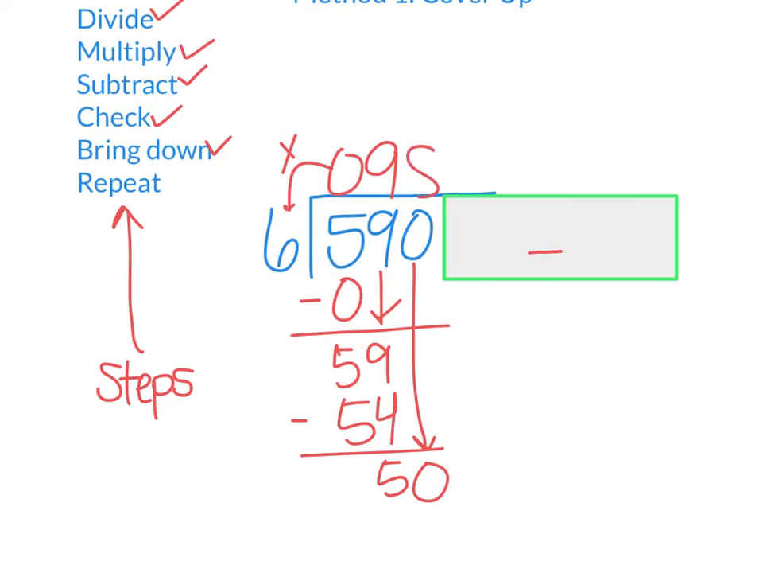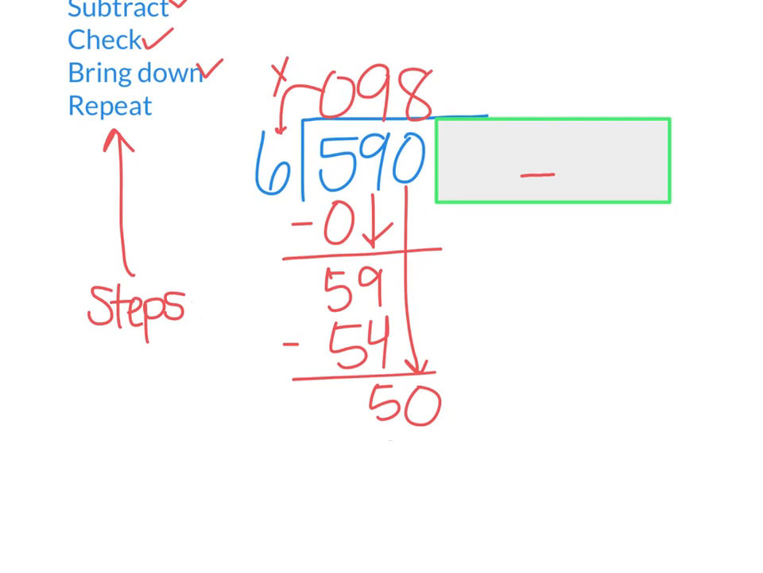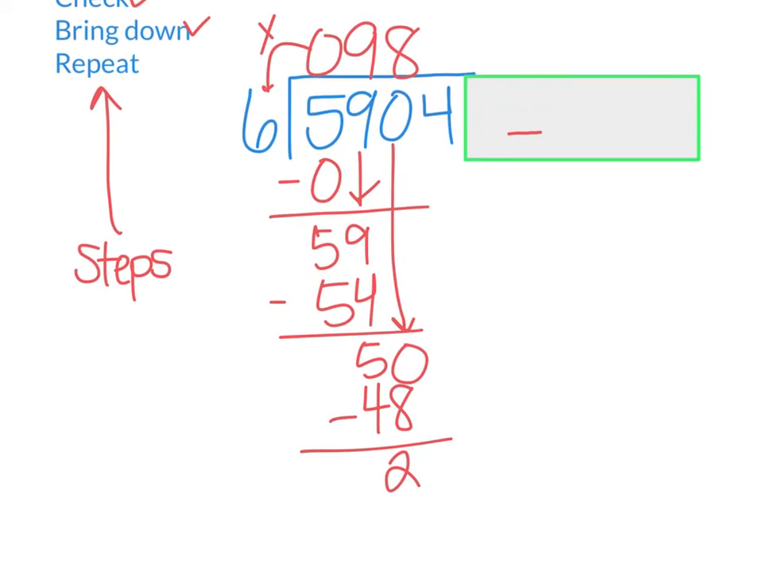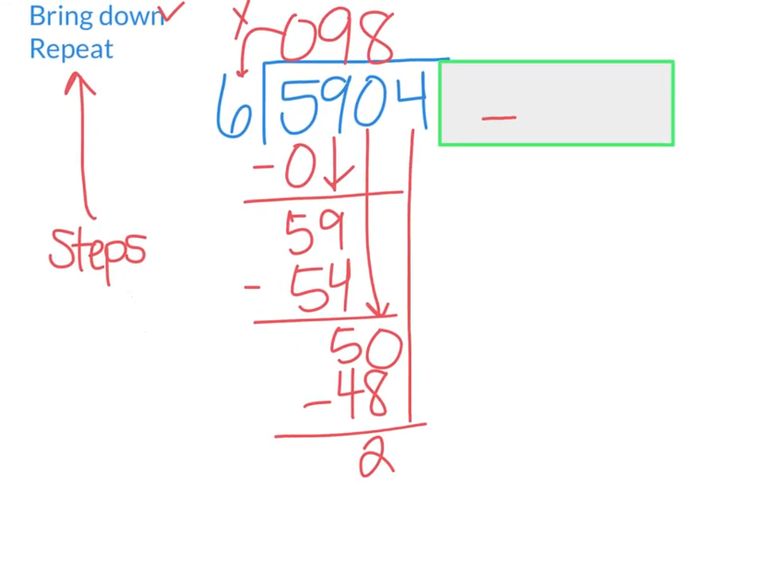Which is 8 times. After I divide, I'm going to multiply. 8 times 6 is 48. After I multiply, I subtract. 50 minus 48 is 2. After I subtract, I check that 2 is smaller than 6, and it is, so now I'm ready to bring down. The last thing I have left to bring down is 4, which comes all the way down next to my 2. Then I'm going to divide 6 into 24, which is 4 times.